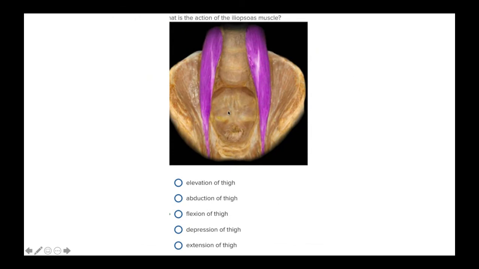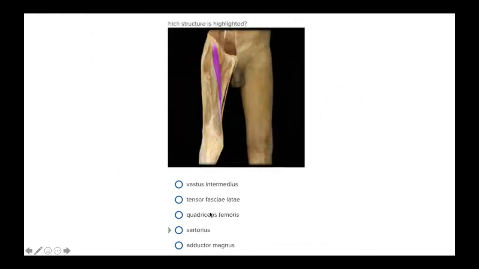So here is the pelvic brim. Here's the iliac crest. Here's L5, L4, L3. So this muscle here is the psoas major. And what does psoas major do? It is the primary hip flexor, which is your thigh flexor.